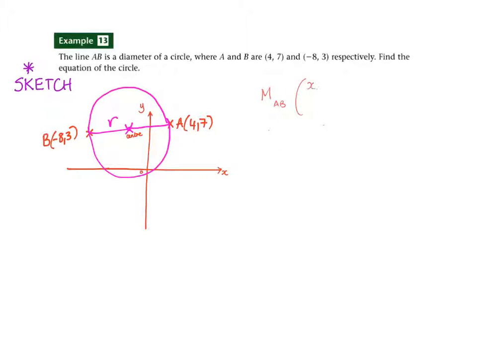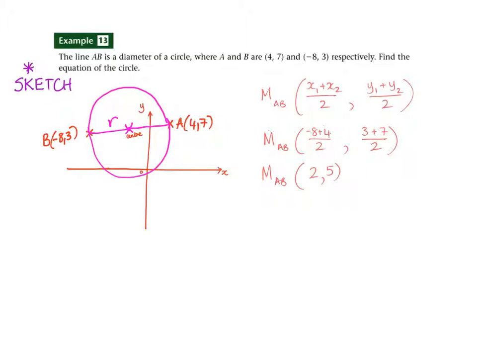We add the x's together and half them. We add the y coordinates together and half them. So the midpoint, which is the centre, is going to be minus 8 plus 4 divided by 2, and 3 plus 7 divided by 2. So the centre of the circle is going to be minus 2 and 5. By drawing an accurate diagram you can get an idea what's going on.